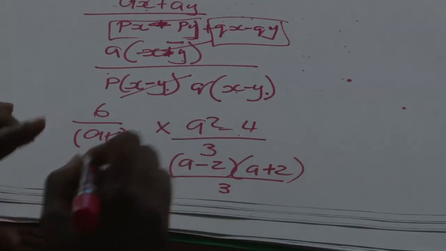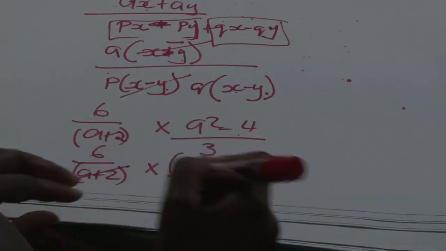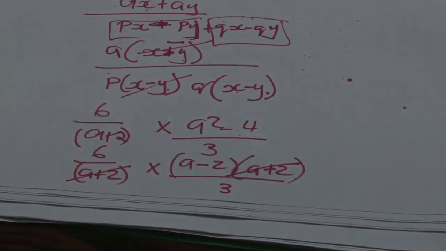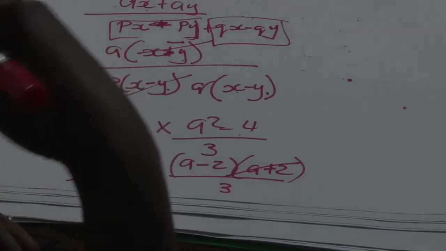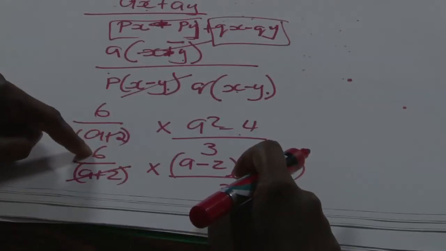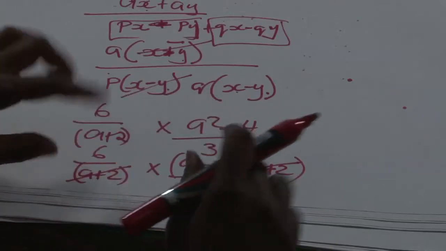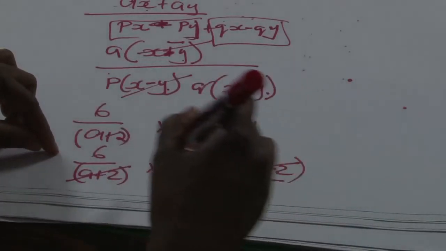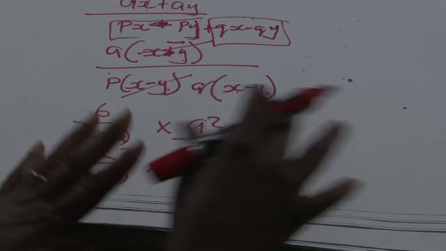Then you can cancel out the common brackets, a plus 2 and a plus 2. This I can cancel. And remember, you can only cancel up and down, top and bottom. Once you simplify, check also if your numbers can be simplified. Of course, 6 and 3 can be simplified. 3 goes into 6 two times. Then you write down your answer.